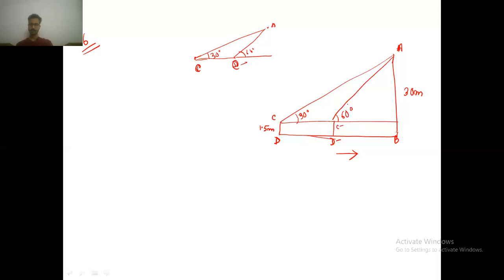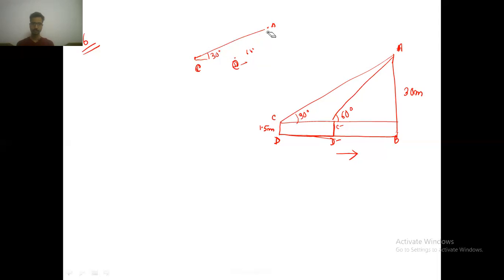So you have to find what? You have to find the distance he walked towards the building. That means how much distance he walked towards the building. That means you have to find D dash. Yes or no? Find the distance he walked towards the building. You have to find D dash.